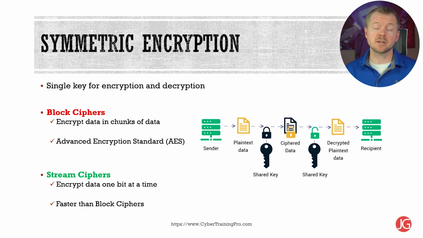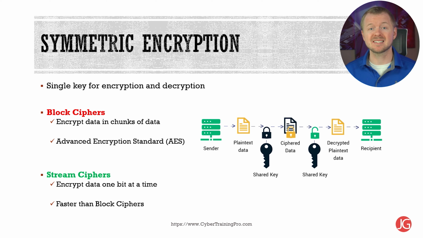Symmetric key algorithms encrypt information using a single key that can also decrypt that data with either block ciphers or stream ciphers. Block ciphers encrypt data in chunks of data, for example, 128-bit chunks of data. AES, or Advanced Encryption Standard, is the most common block cipher that chunks data into 128-bit blocks and uses either 128, 192, or 256-bit key sizes.